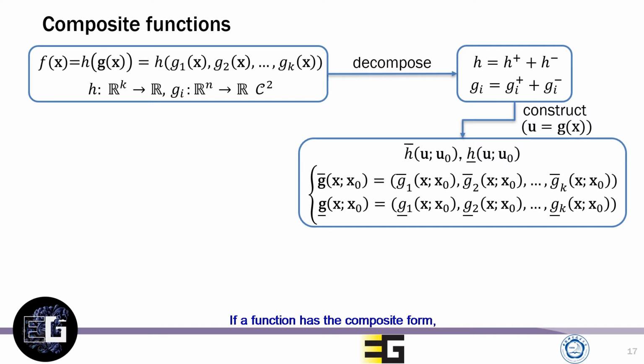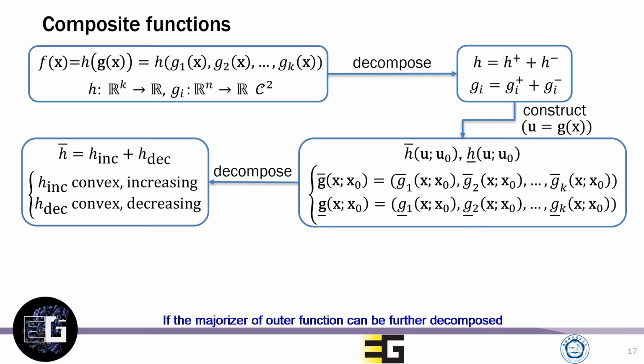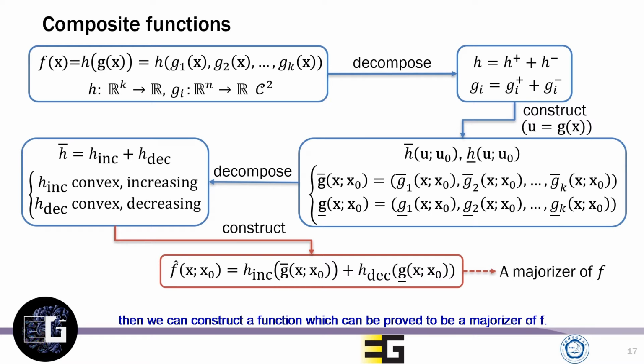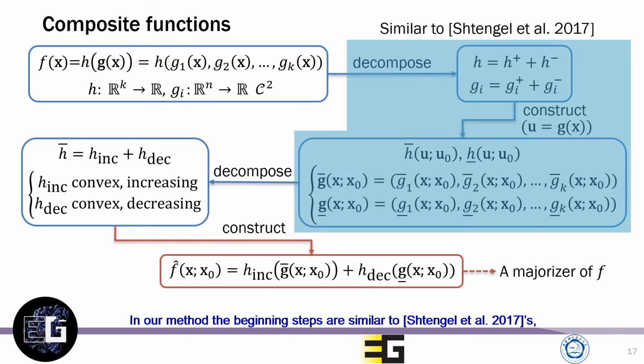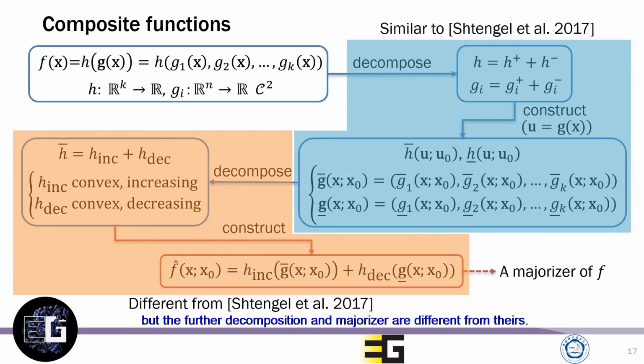If a function has the composite form, and composite functions all have convex-concave decompositions, then we can construct their majorizers and minorizers. If the majorizer of the outer function can be further decomposed as a sum of an increasing function and a decreasing function, which are all convex, where increasing or decreasing is with respect to each variable when all the others are fixed, then we can construct a function which can be proved to be a majorizer of f. In our method, the beginning steps are similar to Sango et al.'s, but the further decomposition and majorizer are different from theirs.